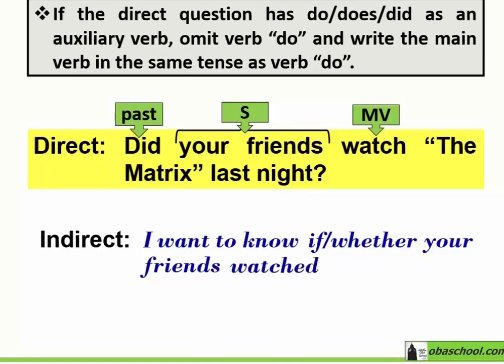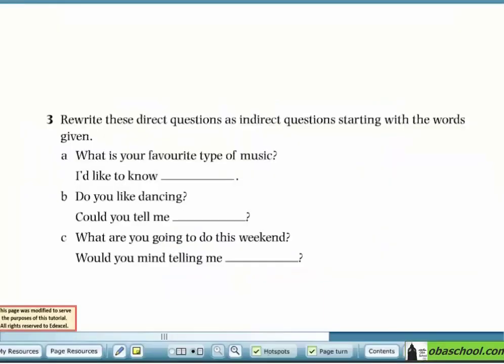which is watch will be watched. Finally, we write the rest of the words, The Matrix last night. The final sentence will be, I want to know if your friends watched The Matrix last night. Now, we are going to rewrite these direct questions as indirect questions starting with the words given. Let's start with the first one.